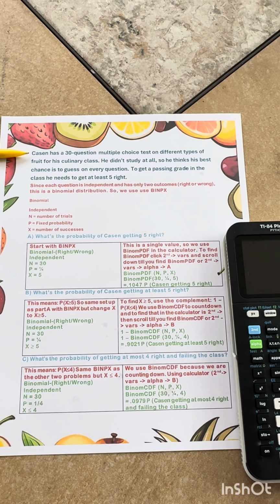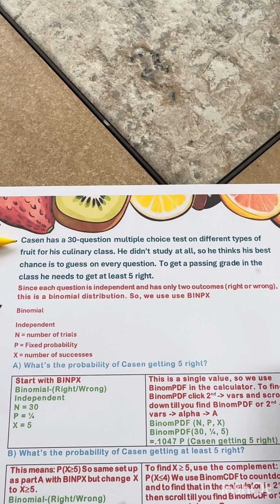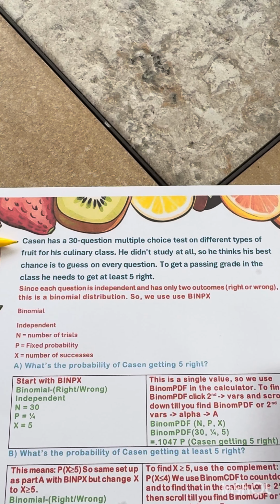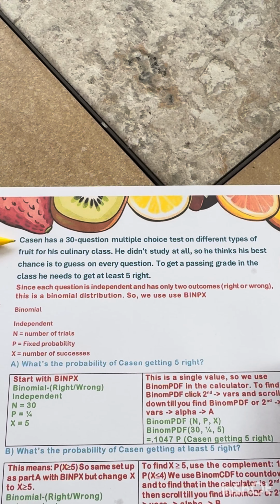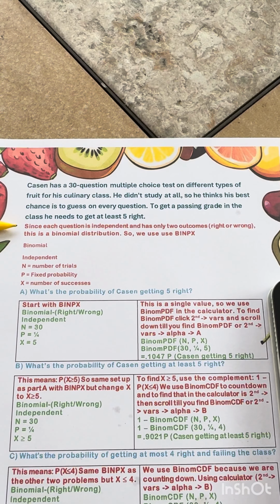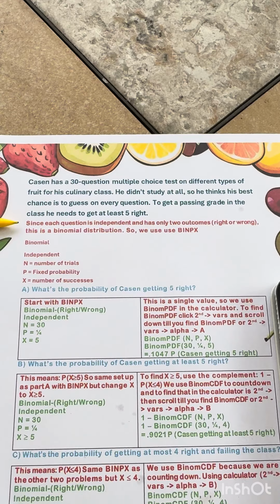Alright, time to go over the test. Casen has a 30-question multiple choice test on different types of fruit for his culinary class. He didn't study at all, so he thinks his best chance is to guess on every question. To get a passing grade in the class, he needs to get at least 5 right. Since each question is independent and has only 2 outcomes, right or wrong, this is a binomial distribution.